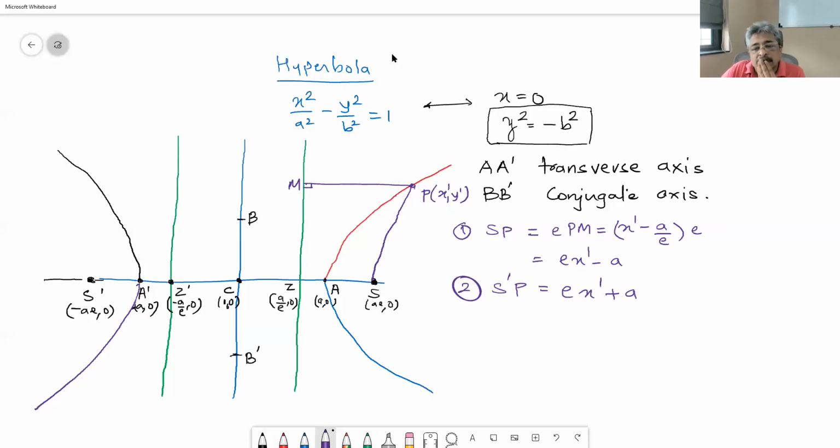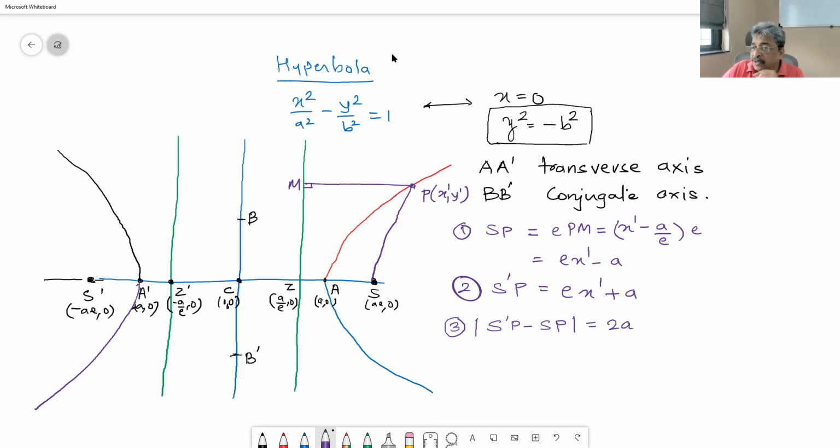Okay, SP is equal to e times PM. PM is x dash minus a by e, so SP is e x dash minus a. Similarly, S dash P is equal to this. And therefore, the obvious property that we get is S dash P minus SP, taking bigger minus smaller, or you can consider the absolute value. This is the third property of hyperbola, or the characteristic of hyperbola, and it is equal to 2a.